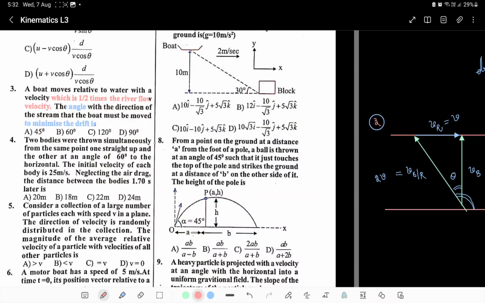Let's solve question number 4. Two bodies were thrown simultaneously from the same point, one straight up and the other at an angle of 60 degrees to the horizontal. The initial velocity of each body is 25 meters per second. Neglecting the air drag, the distance between the bodies 1.70 seconds later is.